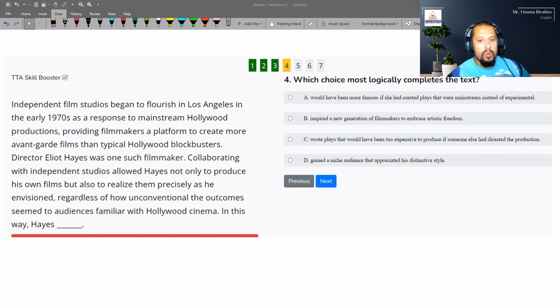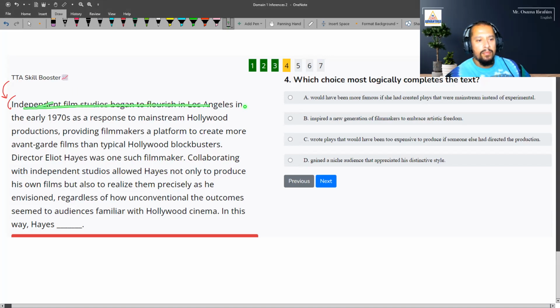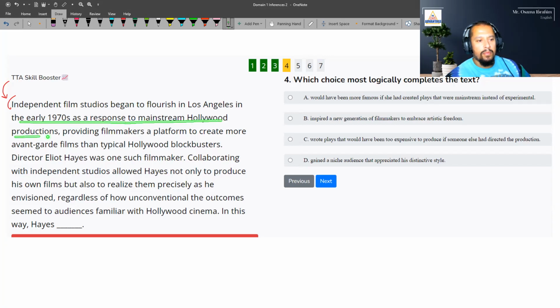Let's go to Muhammad. Yes. Shall we begin reading, sir? Yes. Please begin. Independent film studios began to flourish in Los Angeles in the early 1970s as a response to mainstream Hollywood productions, providing film workers a platform to create more avant-garde films than typical Hollywood blockbusters.